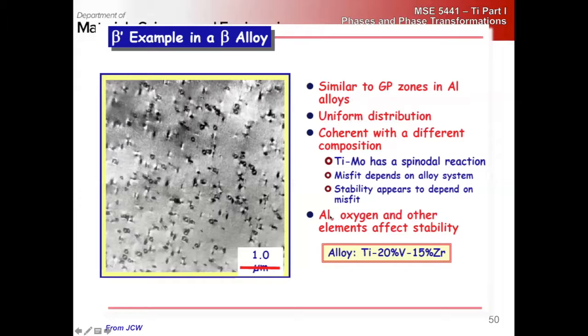And then you can imagine, why would aluminum affect the stability? What's aluminum? Well, stacking fault energy with aluminum is always a good answer. But what's aluminum? Is it an alpha stabilizer or a beta stabilizer? Right? So think about that, right? Why would aluminum affect the stability, right?